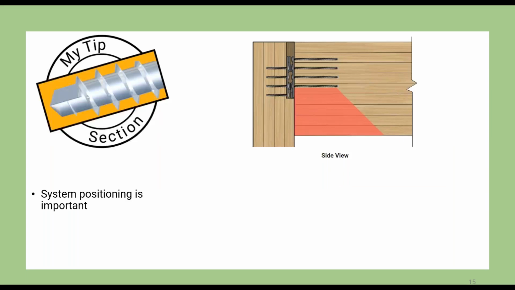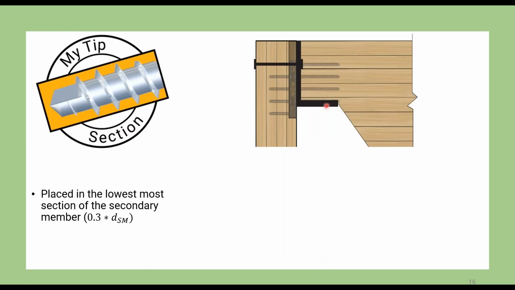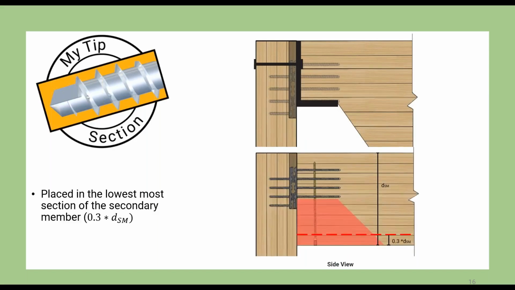So let's go over our first My Tip for this presentation. We strongly recommend placing the beam hanger connectors at the bottom of the beam. For example, if you place it closer to the top, it'll act as a bracket. And like a bracket, it can create a virtual notch, which means that you have to use reinforcement screws.